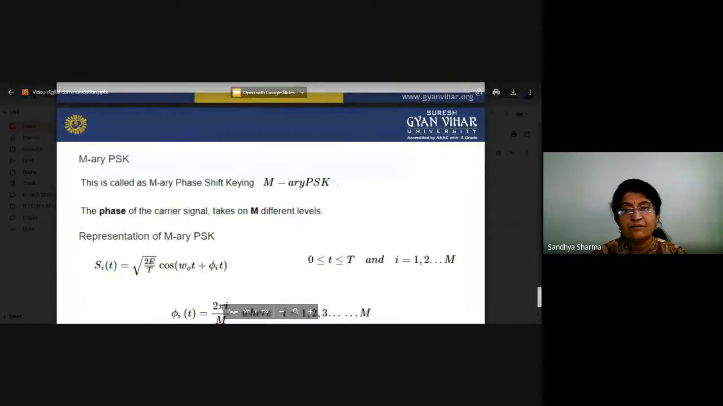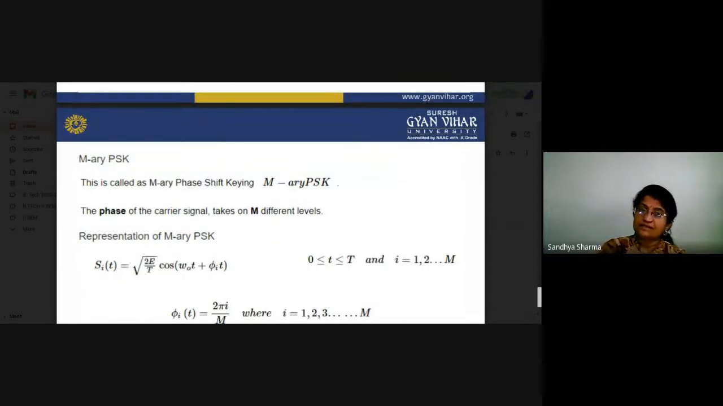So again, we will see the M-array PSK. The same thing is here, and there are M minus 1 phases, and by using the M minus 1 symbols, we can represent our M-array PSK system. You can see the basic general equation: root of 2E by T times cos(omega c t plus phi i(t)), where i is 1, 2, 3, 4, the different phases.